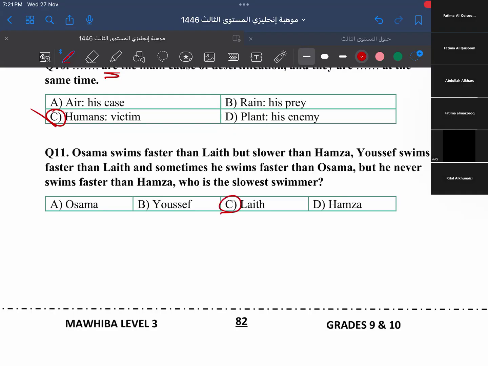So here, when we try to arrange them, we're going to find that Laith is going to be the slowest. See, if this is Osama, and Osama swims faster than Laith, so Laith is down. But Osama swims slower than Hamza, so Hamza is up. And Yusuf swims faster than Laith, and sometimes faster than Osama. This is not mattering right now, so it's going to be like this. So the last one is Laith.